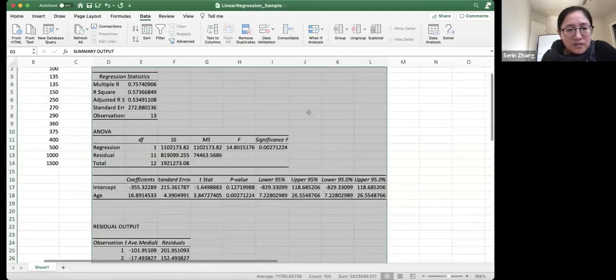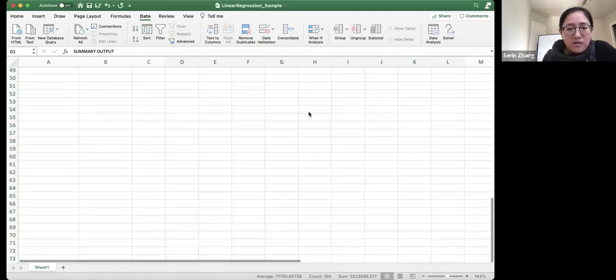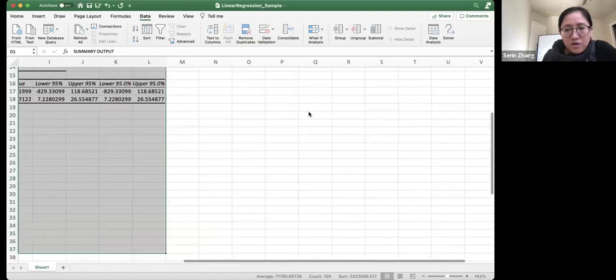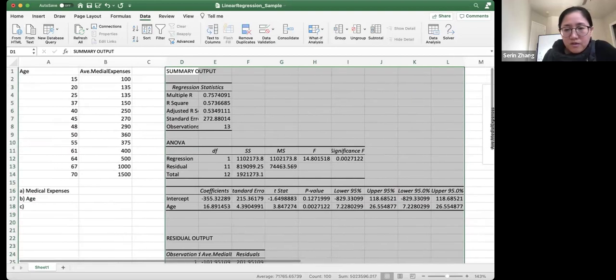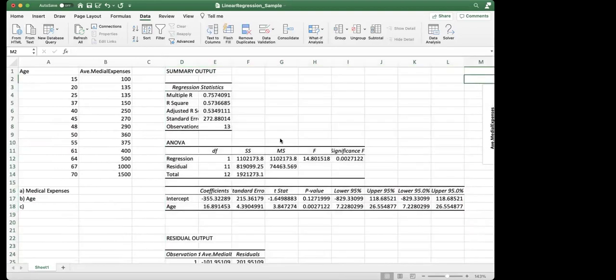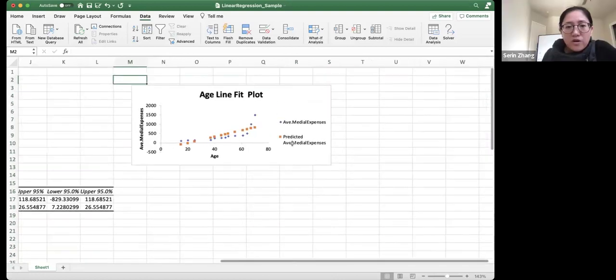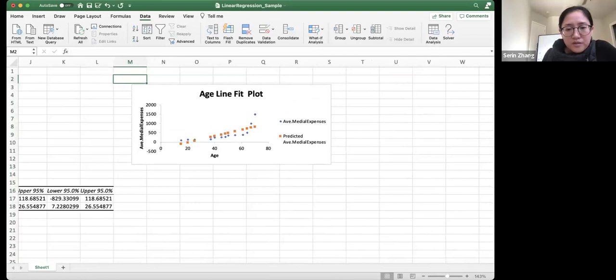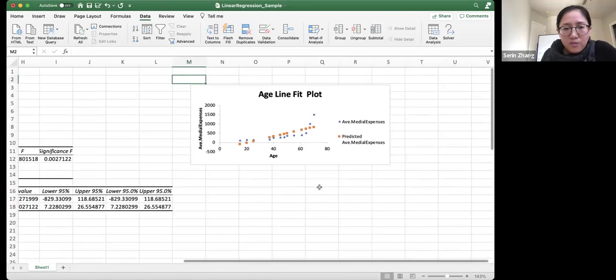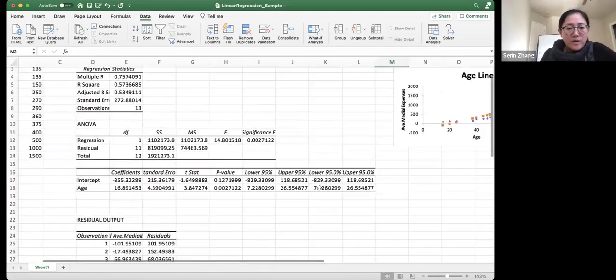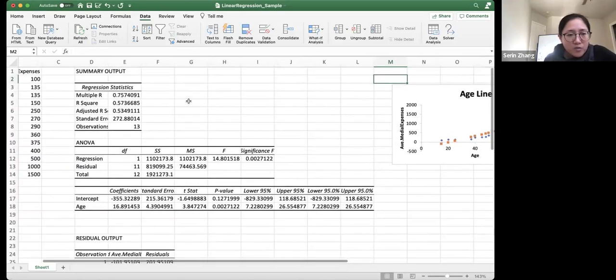Okay, so that's the output, but there's no line fit plots. It's all the way on the right. You have to scroll over. Oh, here. Okay, thank you. So this one is a line fit plot. Right. But I don't think we're going to use that. That's not that useful. So anyway, we have the summary output.